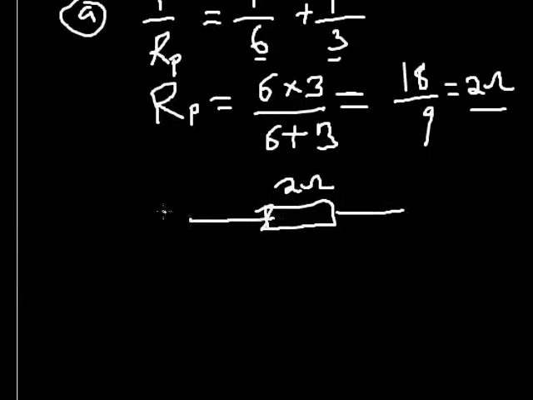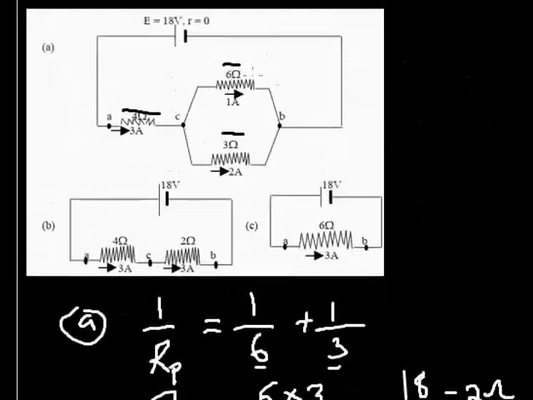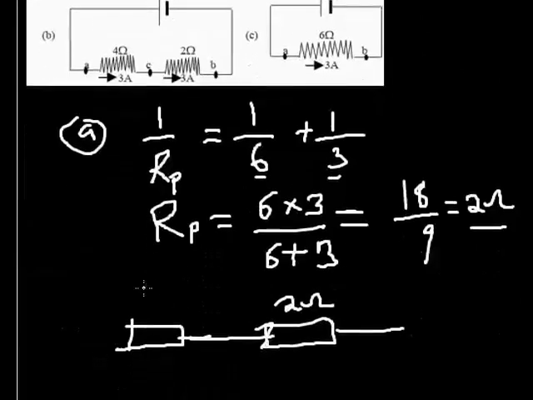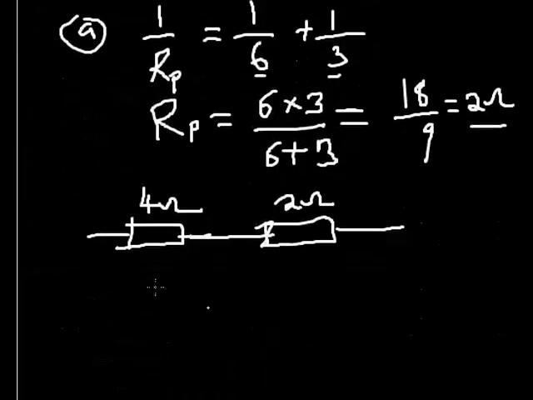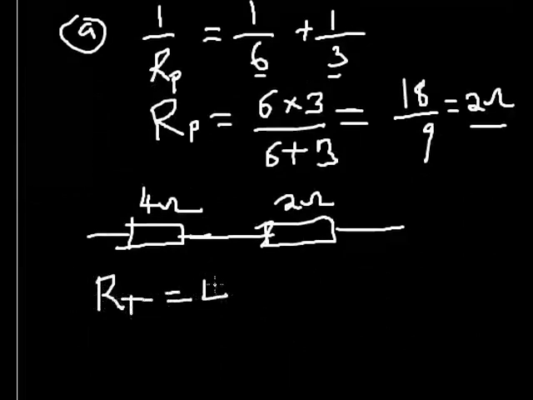Then if I redraw this circuit now, the whole of the 6 and 3 is 2 ohm, and it is connected to 4 ohm in series. So now the total resistance, remember series connection, RT is equal to 4 plus 2, which is 6 ohm.